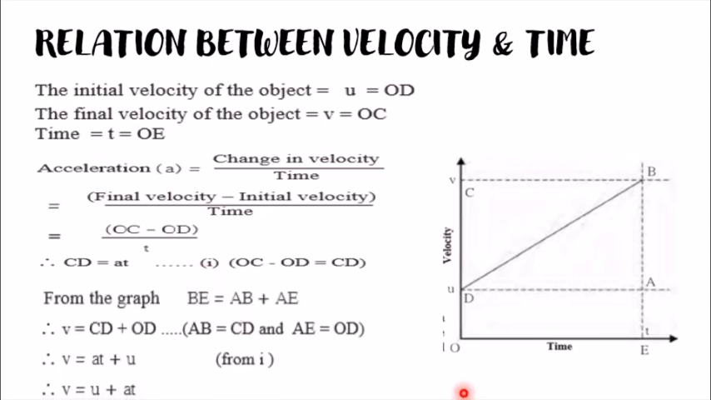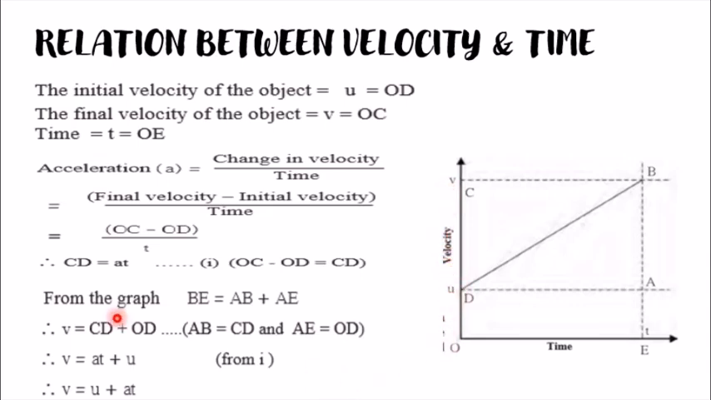Now, look at this graph. We all know that opposite sides in a rectangle are equal. That means BE will be equal to OC and OE will be equal to OB. We will concentrate only on BE and OC. How is BE made? BE is made of AB plus AE. In the same way, OC is made up of CD plus OD.